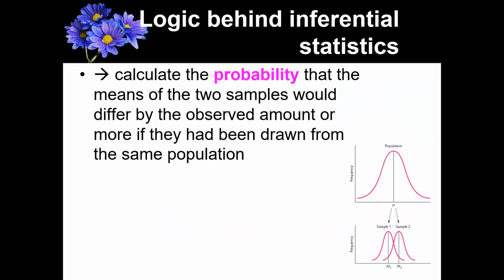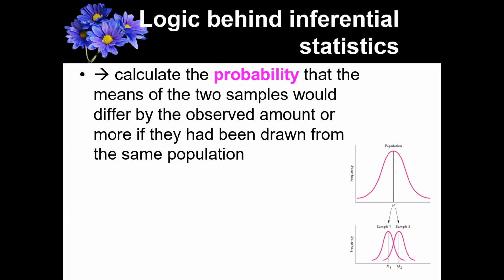Well, whenever you run a statistical test, at least as far as I'm aware, it's going to give you what's known as a p-value. We'll get into p-values and the specific tests we use in a bit. But for now, I just want you to understand the background behind these things and what they're really doing. So the logic behind any inferential test, and what it's going to give you, is the p-value, which tells us the probability the means of the two samples would differ by the observed amount or more if they had been drawn from the same population.